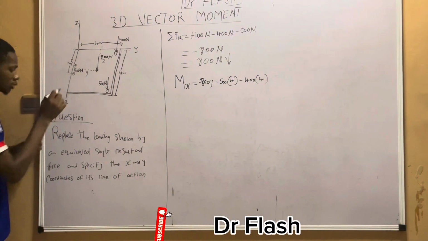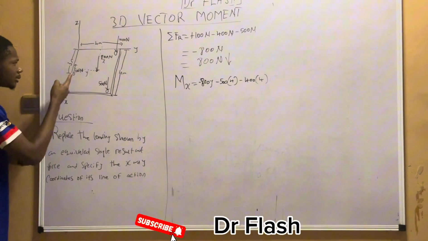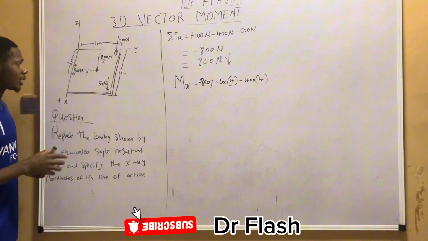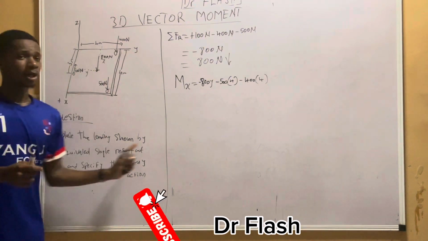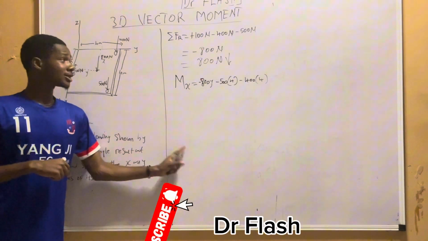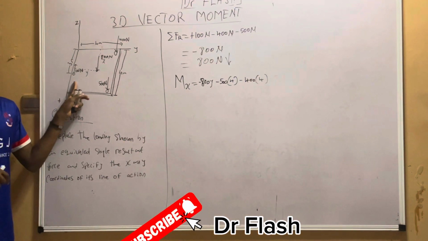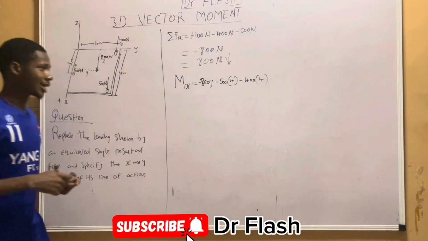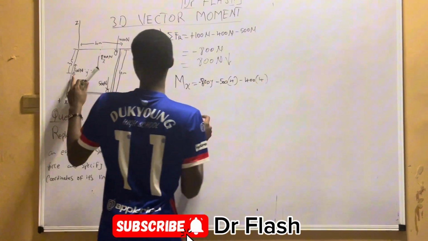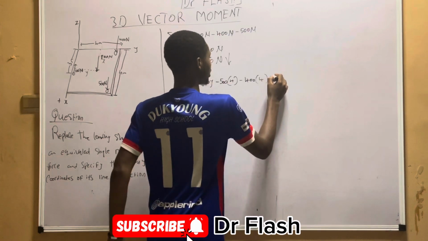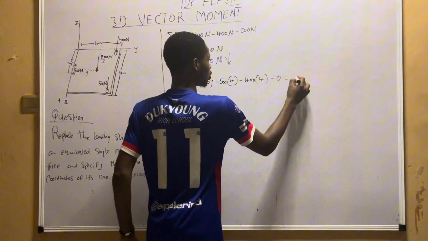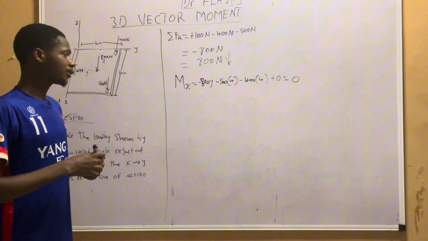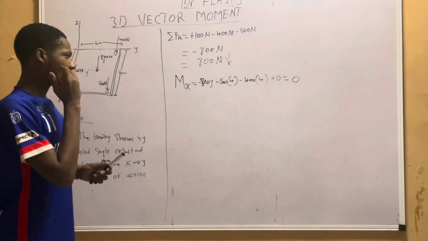There is a force of 100 newtons. What you notice is that this 100 newtons is lying along the x-axis. Please take note that whenever a force is lying along an axis and I am taking moment about that same axis, the moment should be equal to 0. It's the same as saying no moment is produced about that axis. So in this case, we're going to have plus 0 moment, and the summation of the moments about the x-axis is equal to 0.